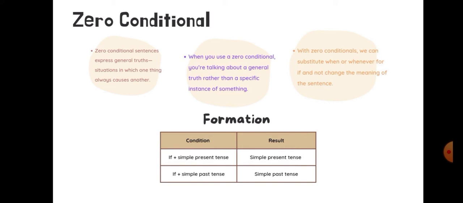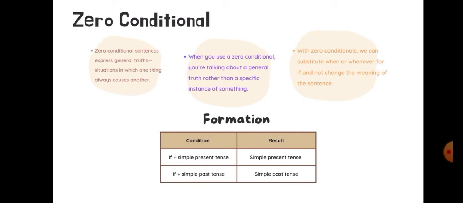In these sentences, we are not talking about possibility, but we are sure and certain that if something happens, then this is going to be the result. Also in zero conditionals, we can substitute when or whenever for if and not change the meaning of the sentence.